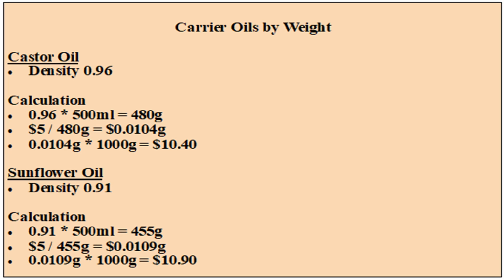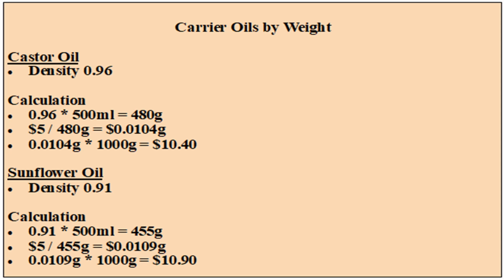So here we are looking at 2 extra carrier oils, just for a quick example. Castor oil, I believe, by memory, weighs the most out of any carrier oil. It's very thick and viscous, and it's quite heavy compared to other oils. So that has a density of 0.96. So let's say you buy 500ml, do that calculation, and you get 480 grams, and you pay $5 for it, and you get 0.0104 grams. And if you times that by 1,000 grams, that's $10.40 a kilo.